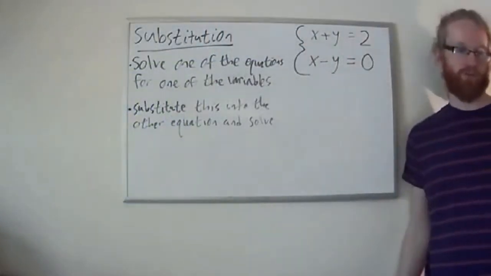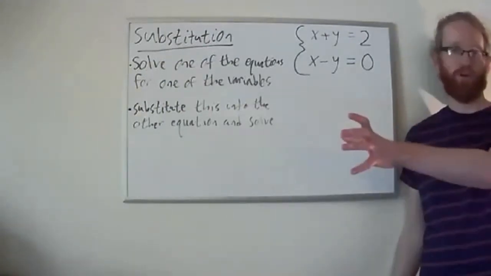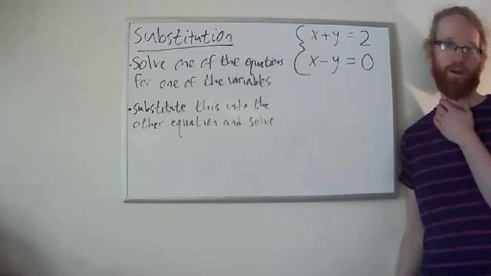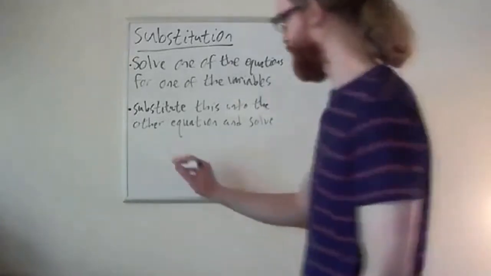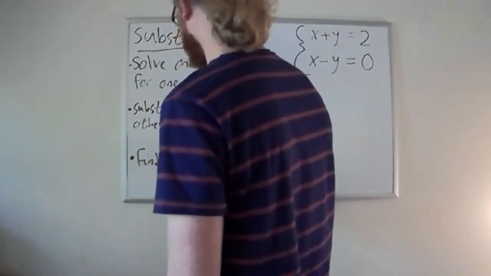So I'll solve the one equation for one variable. I'll take whatever I got, substitute it into the other equation, and then solve. And that'll tell me one of the values for the other variable. And then the last thing I would need to do is find the original variable.